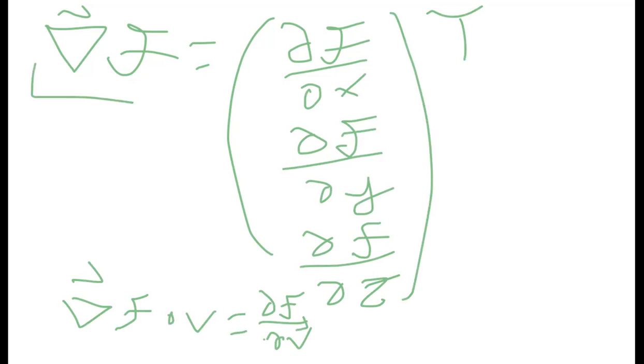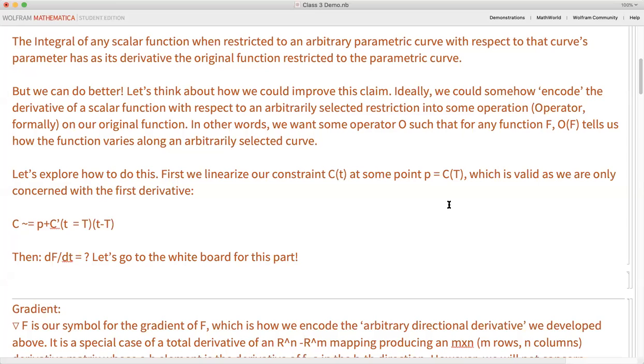So this object here, this gradient, actually does a lot more for us than just tell us how to construct the derivative of f with an arbitrary constraint. It does do that, and it does that very well, but it actually becomes far more powerful. And so we're going to take a look at that more powerful version right now.